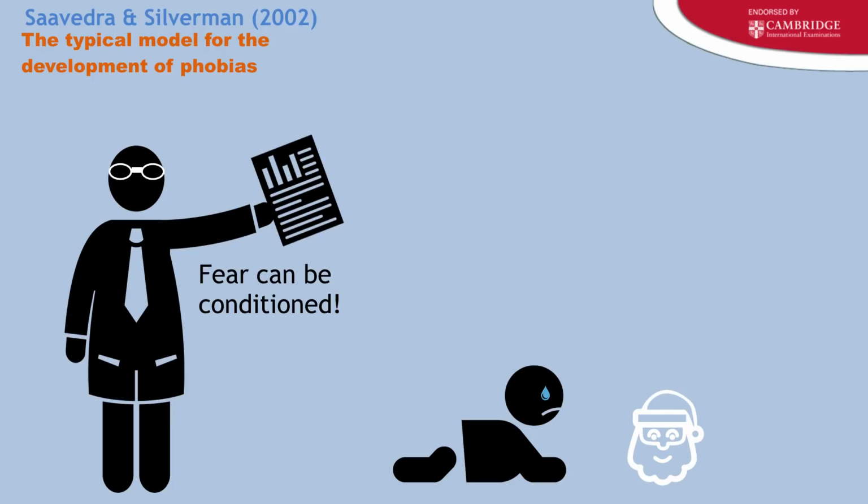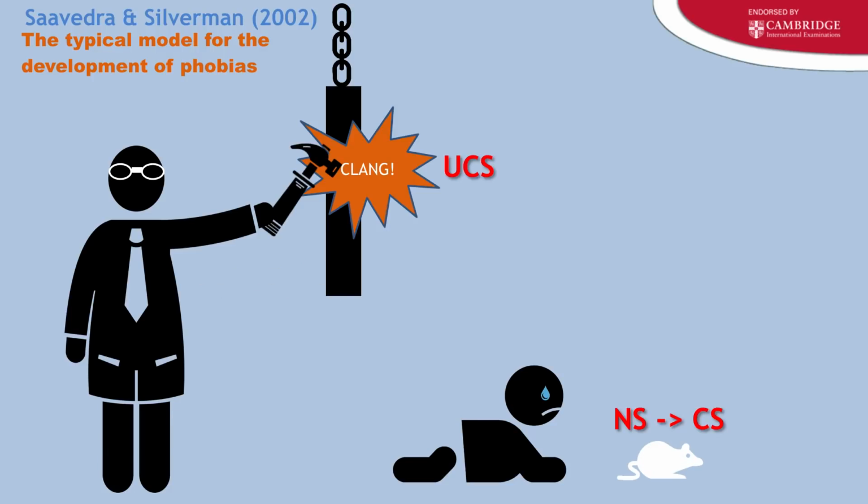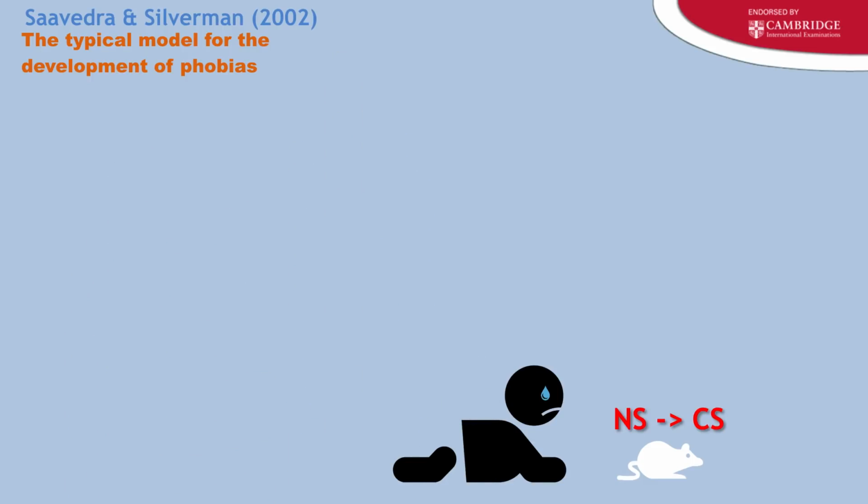Dr. Watson publishes a paper. In it, he tells us that fear can be conditioned. When he clangs the bar, this is an unconditioned stimulus. We do not need to be taught that loud noises are uncomfortable and make us unhappy. The unconditioned response would be to cry. A neutral stimulus now becomes a conditioned stimulus. And the conditioned response is now crying.